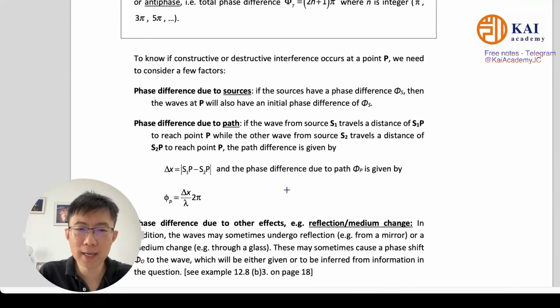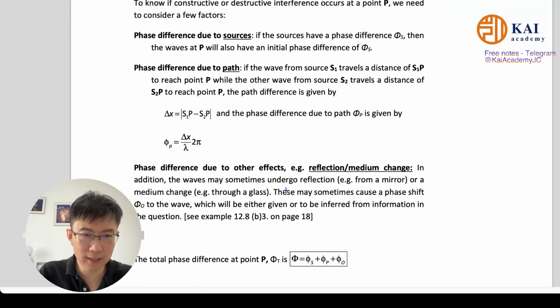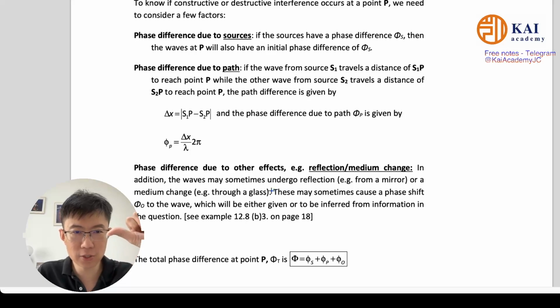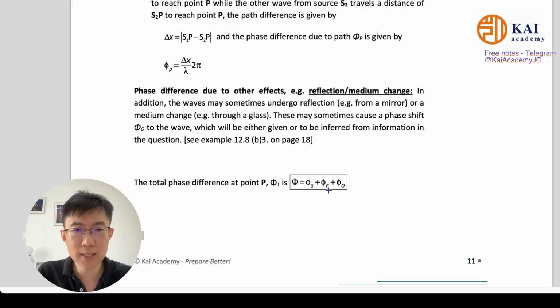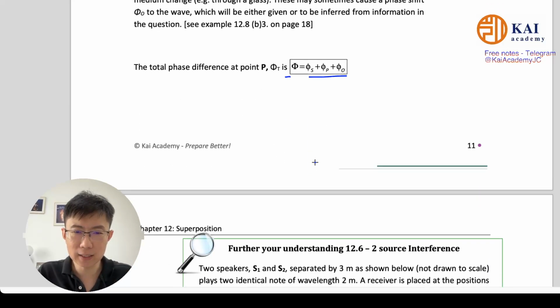Okay, now how do we know whether constructive or destructive interference takes place? You will have to find three different factors: the phase difference due to the source, phase difference due to the path, and phase difference due to any other effects. Because they are all scalar quantities, the total phase difference is the numerical sum of the three. So let me use an example to show you what I mean.